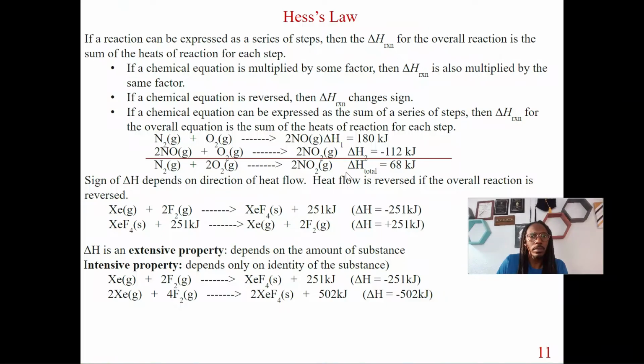So those first two ideas, those principles for Hess's law, you need to know. If you multiply by a certain factor, you have to do the same thing to the enthalpy. If you flip something, you have to flip the sign. Now, Hess's law specifically requires you to add up all of the chemical equations in your reaction. So if we look at this third point, if a chemical equation can be expressed as the sum of a series of steps, the enthalpy for the overall reaction is the sum of the heats.